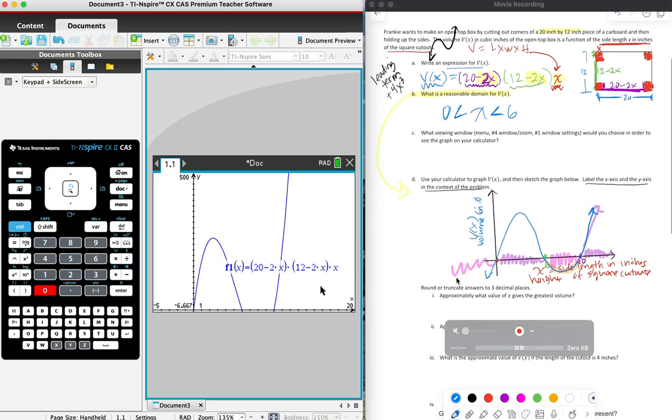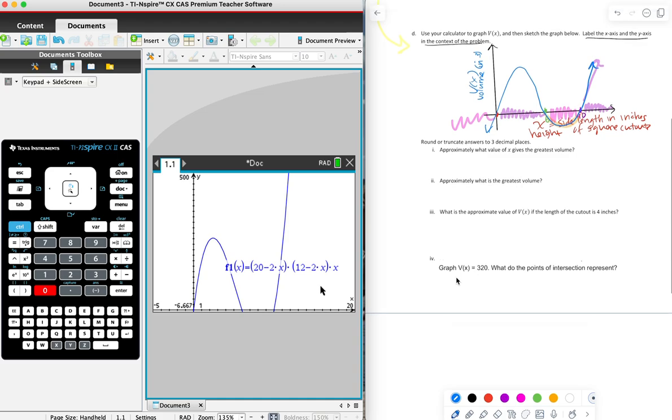Okay, now we're going to move on to these questions below because I've already sketched the graph. So now we're going to use our calculator to answer follow-up questions. The directions we will always give you is that you need to round or truncate answers to 3 decimal places.